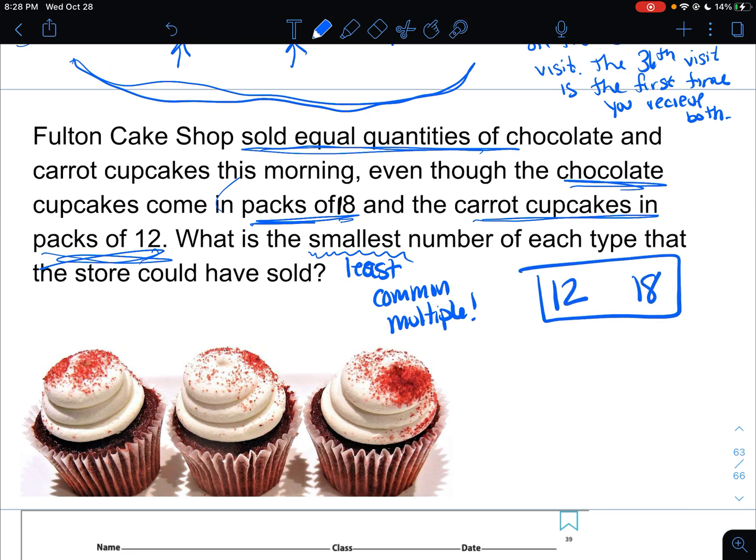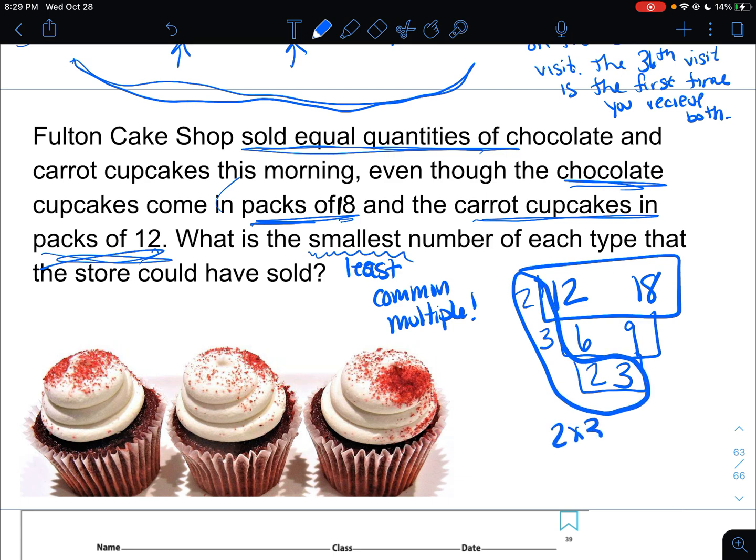So I'm going to find the least common multiple of 12 and 18 to figure out how many of each cupcake they sold. So 12 and 18 are both divisible by 2 to get 6 and 9. 6 and 9 are not divisible by 2, but they're divisible by 3 to get 2 and 3. So I'm done. 2 and 3 are both prime. So I want my outside numbers and my bottom layer of cake. 2 times 3 times 2 times 3.